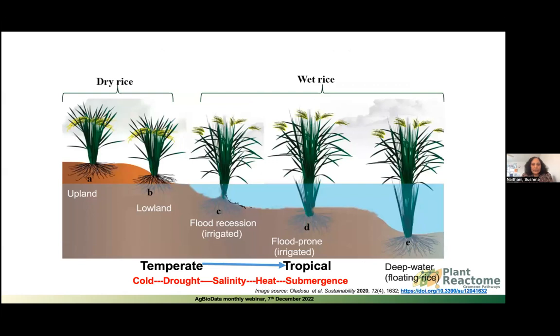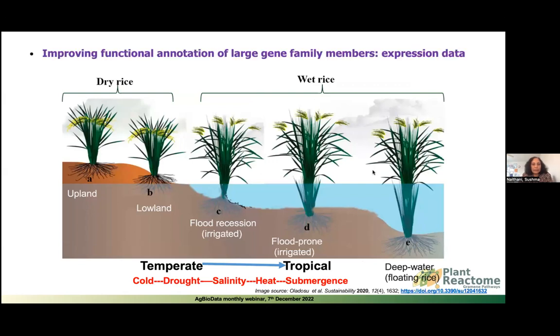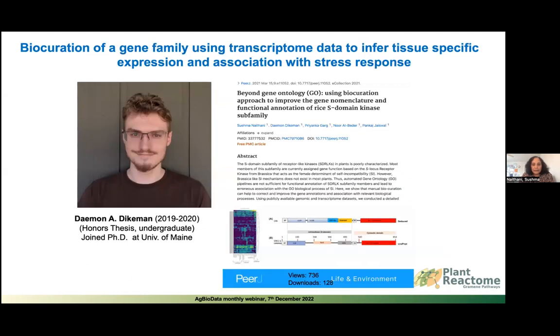Similarly, rice is a crop that grows in the upland, in the lowland, in flooded areas, and also in coastal areas. So there is a lot of data on different rice varieties under different types of these stress conditions, and we have a lot of differential transcriptomic data. We can use this data in a similar manner, and the expression data can help us improve biocuration of the gene family members.